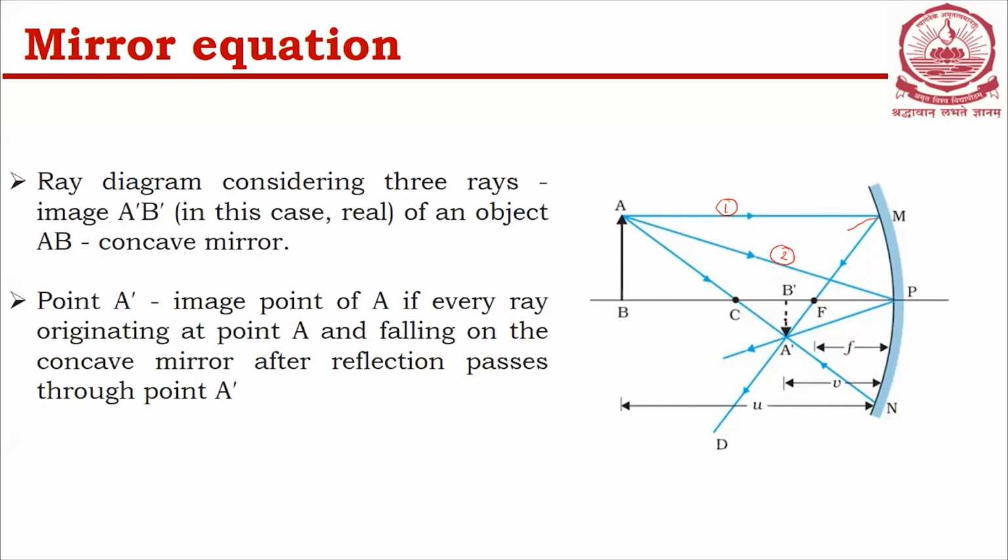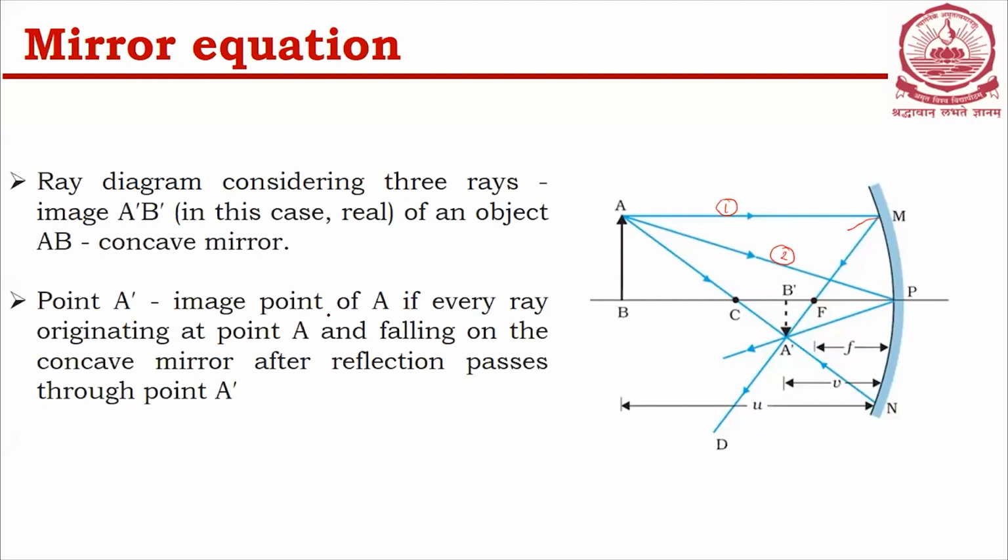It is actually an inverted image. You can see that the distance between the focal point and the pole is the focal length, the distance between your object and the mirror is the object distance U, and the distance between your image and the mirror is the image distance V. So that's what is explained here. Hope it's clear for you.